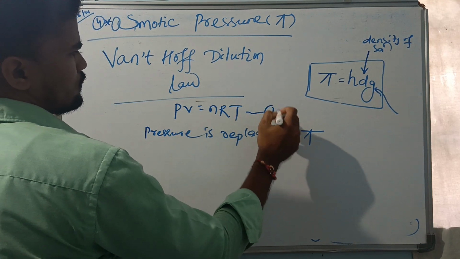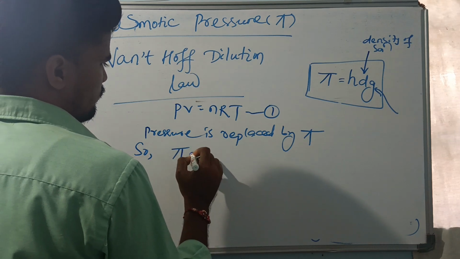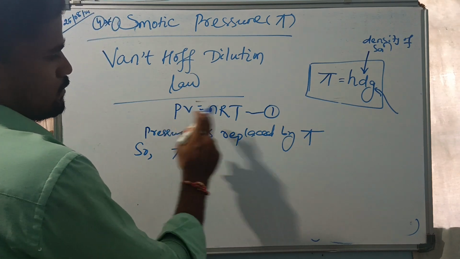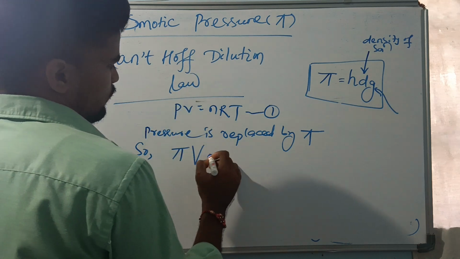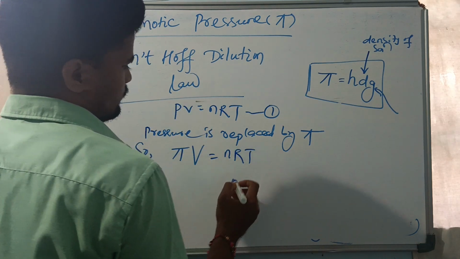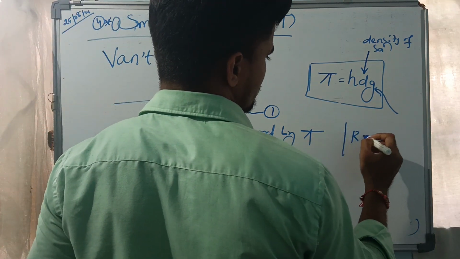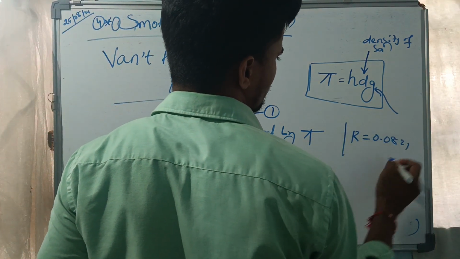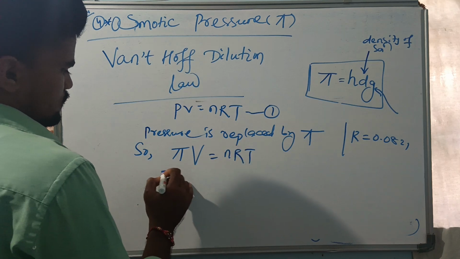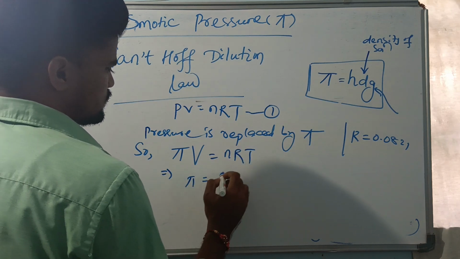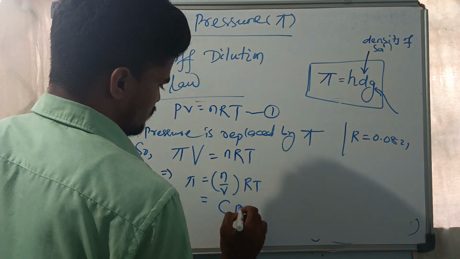So what happens? If P is replaced by pi, we put pi in the place of P. Pi V equals nRT. What is R? Universal gas constant, whose value is 0.0821, and T is absolute temperature. This implies pi is equal to n upon V RT, which is equal to C into RT.